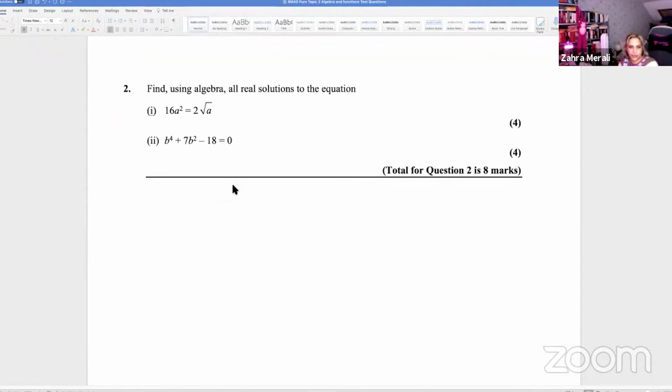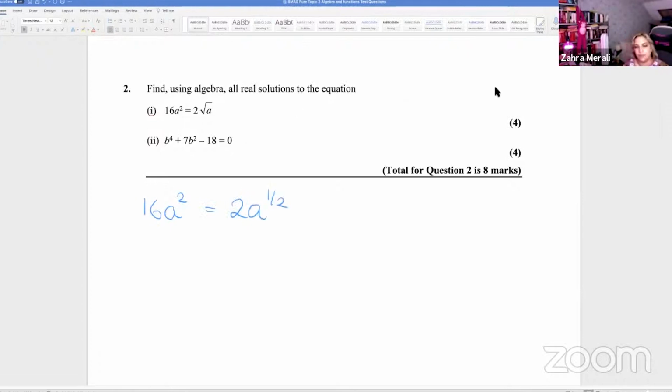Find using algebra all real solutions to the equation. Okay, so instantly I look at that, some of it's in indice form. And root a is not in indice form, so step one, I'm going to put it into indice form. So when I do that, I get 16a squared equals 2a to the power of a half.